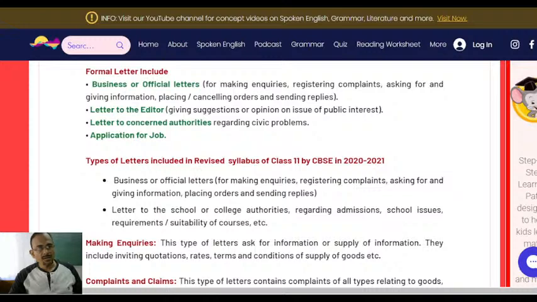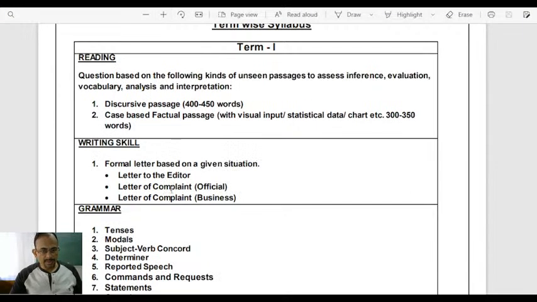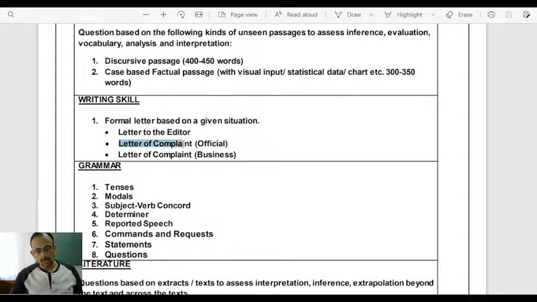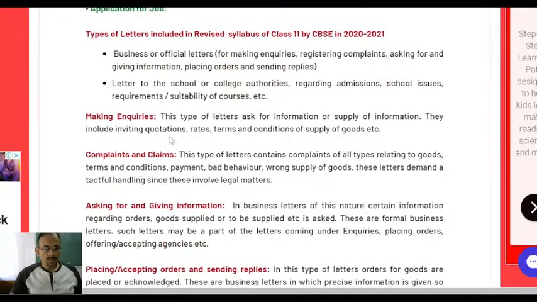So the topic that is included in our syllabus, as you can see in front of your screen, is letter of complaint. Letter of complaint, both official and business type of letters, we have to learn. We have already learned letter of complaint for official letters, right? Today we shall learn letter of complaint in business letters, right? So that is why let's see letter of complaint in business letter, right?